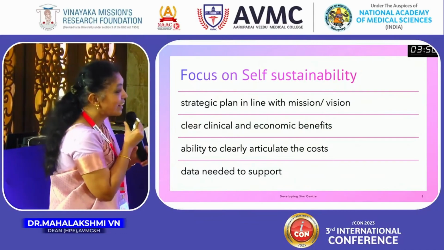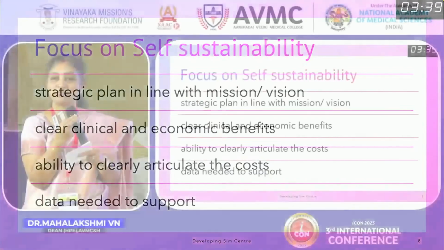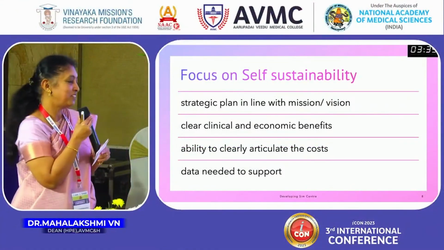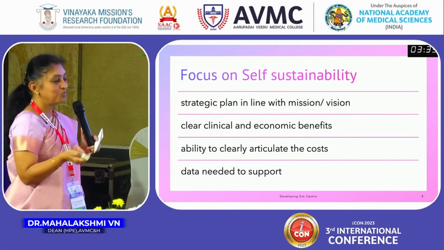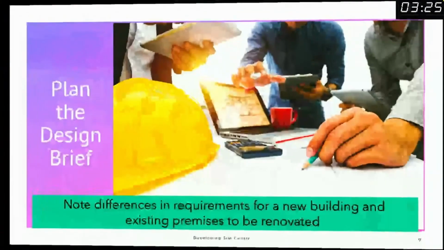Do we have clear clinical benefits? Do we have clear economic benefits? Can I articulate this cost to the management? This is what it is going to cost for me to run this center for so long. At this point of time, I'm going to break even, and this is where I go for newer investments, etc. And this should be in the form of data-driven decision making. So in academics also we need to do evidence-based practice or data-driven decision making.